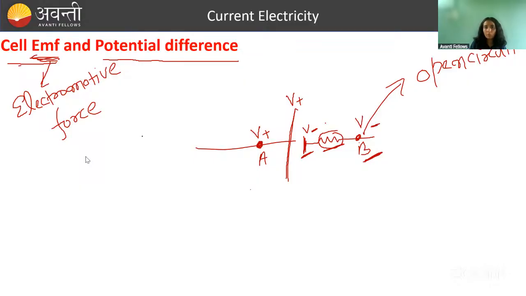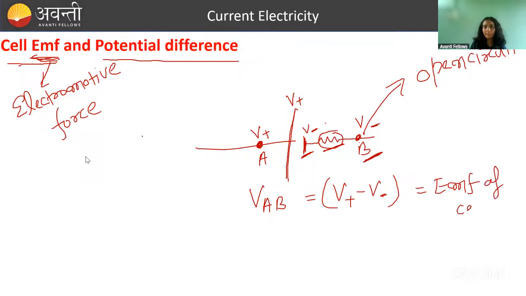V minus. So what is the potential difference between A and B? That you will write as V plus minus V minus. And this is called the EMF of the cell. EMF क्या होता है? EMF is basically potential difference between positive electrode and negative electrode. Nothing else. So this is your VAB. This is called EMF of cell.